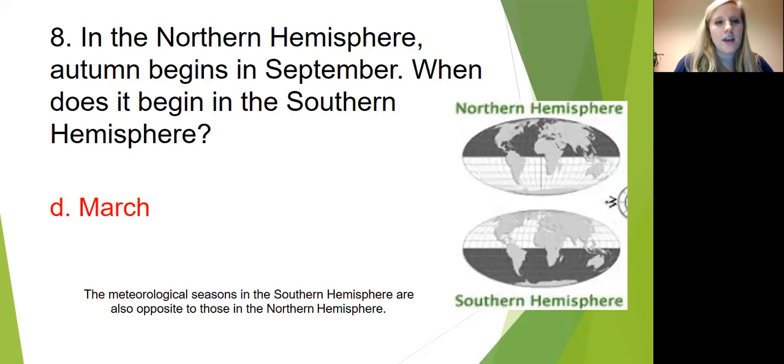Question 8. In the Northern Hemisphere, autumn begins in September. When does it begin in the Southern Hemisphere? And the answer was D, March. The meteorological seasons in the Southern Hemisphere are opposite to those in the Northern Hemisphere.